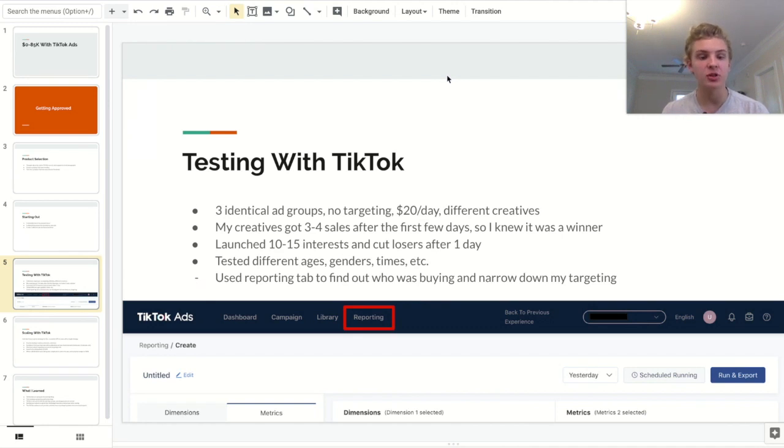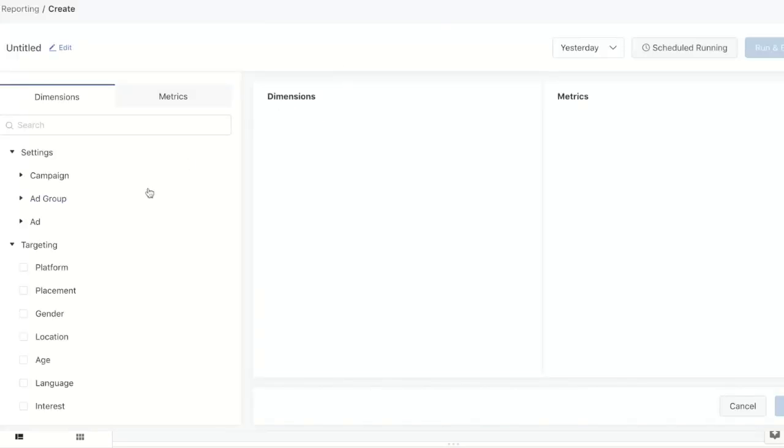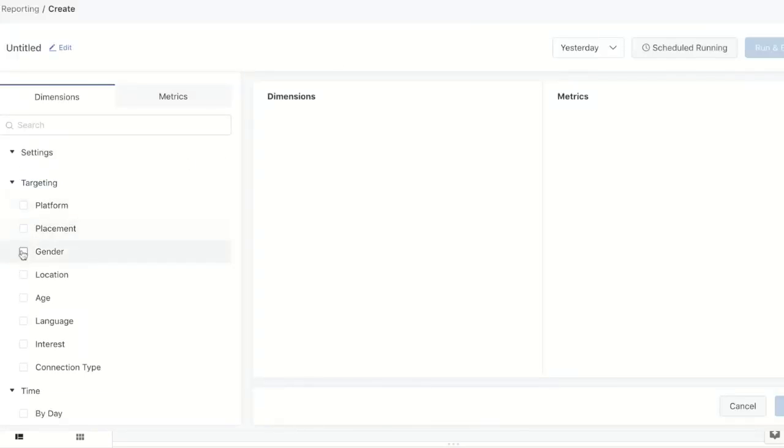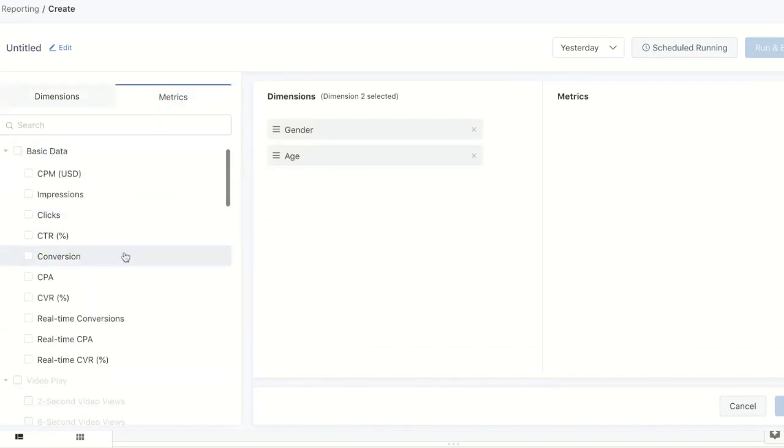So after I launched those initial interests, I decided to start playing around with my targeting a little bit more. I decided to test ages, different genders, different times, and a couple of other things as far as my targeting goes. One of the coolest things that I learned while I was doing this was that TikTok does actually have a place that you can break down your results. Now, with Facebook, it's super easy. You just click breakdown and then you select all of your metrics like age, gender, country, and stuff like that, just so that you can see exactly who's buying your stuff and where you're wasting your budget.